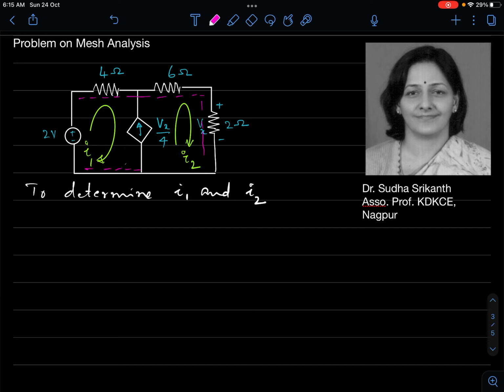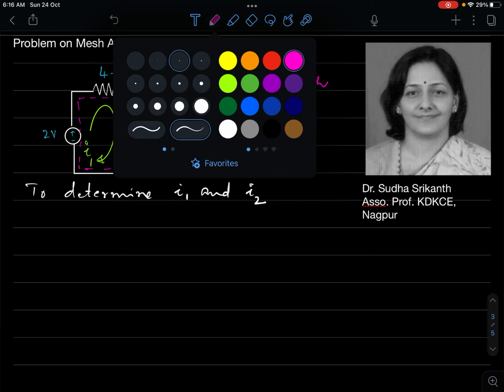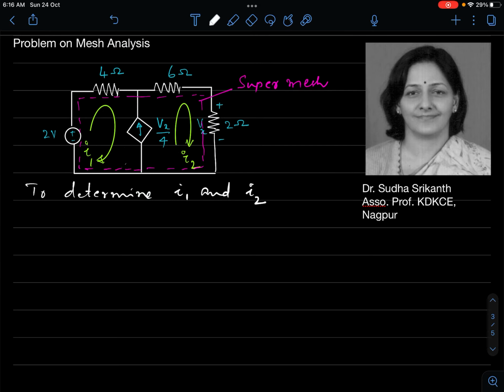So I can write a KVL equation for this loop, or in other words, this pink line would be called a super mesh. We are trying to bypass the source and form an equation. So we will write an equation for this mesh. We will see what we get. I normally start from the top left corner whenever I write mesh equations. That is my convention. So I'm starting from this top left corner, this 4 ohm resistor. As you can see, the yellow pointer.